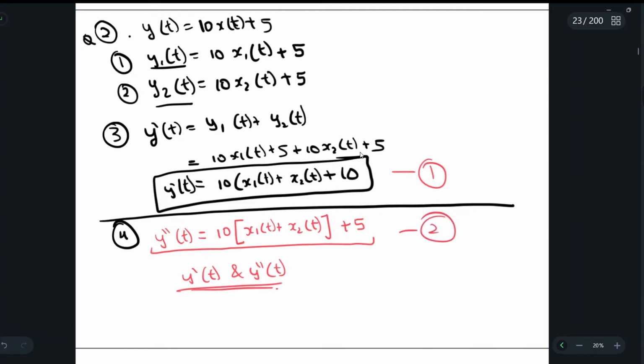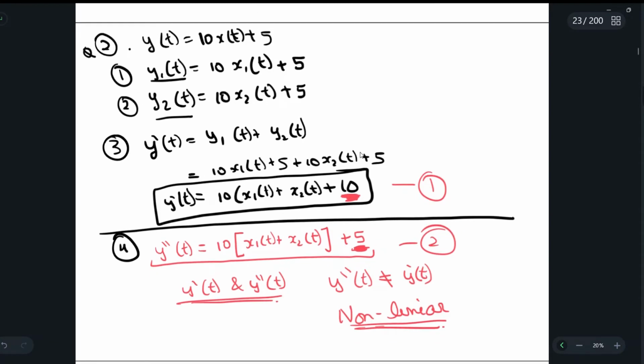So you will notice that this constant over here and this constant over here, they are different, because here we have 5 and here we have 10. So we can say that y double dash t is not equal to y dash of t. So this system is a non-linear system. See, it was easy to prove whether the system is non-linear or not. So these are the steps you have to follow. First we have to find out y dash t, then we find out y double dash t, then we simply compare both. And if they don't come out to be equal, then they are non-linear, and if they are equal, then the system is linear.